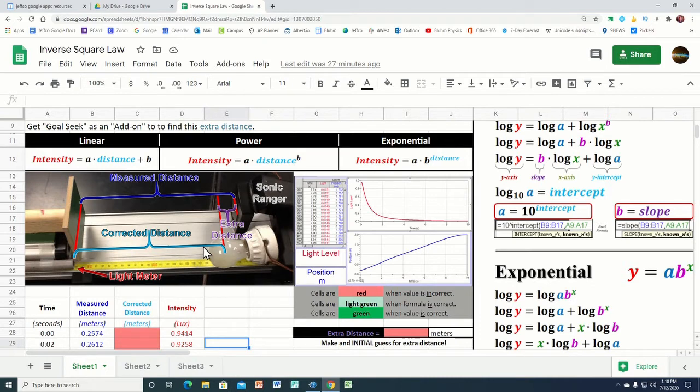But I intentionally introduced error into these measurements. I intentionally left the sonic ranger a little bit behind the light bulb. So when the sonic ranger bounces sound and comes back and measures the distance, the actual distance that the light meter was from the light bulb was a little less. There was too much distance on every single measurement.